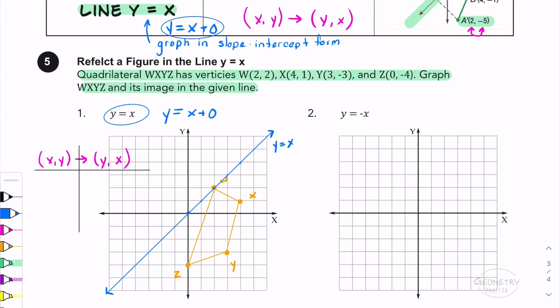Starting with point W. Point W is located at 2, 2. When I interchange the points, it just maps onto itself. 2, 2 interchanged is also 2, 2. So W prime is located at the same spot. It is on the line of reflection.